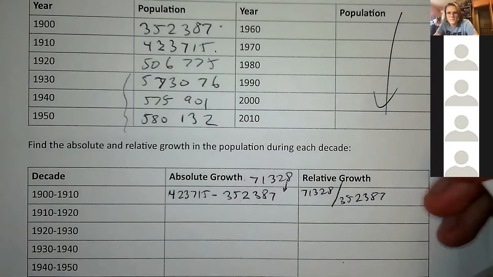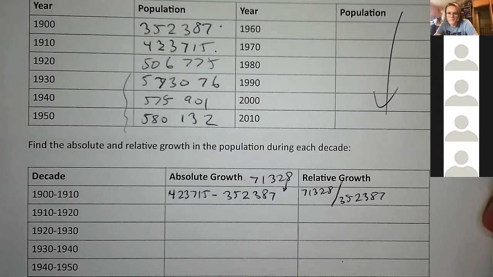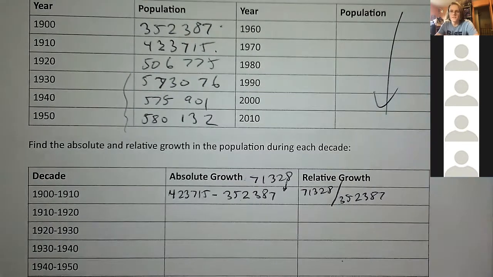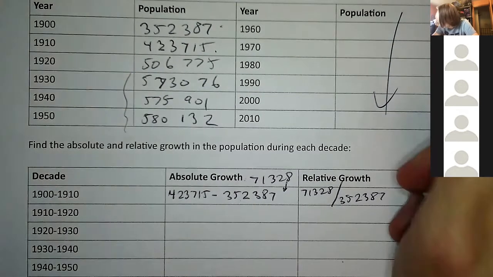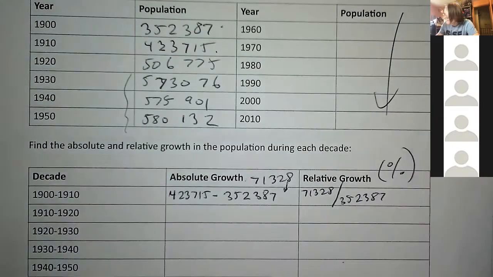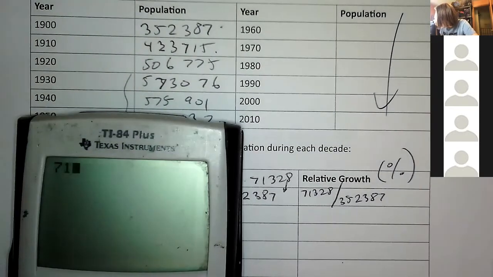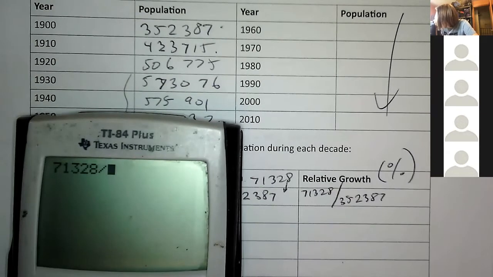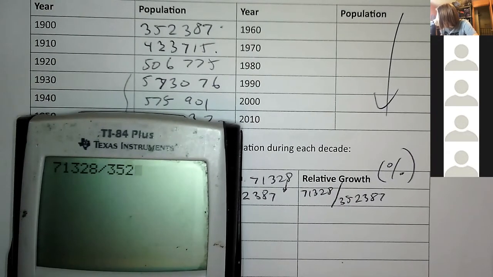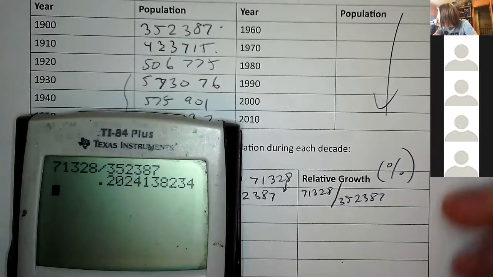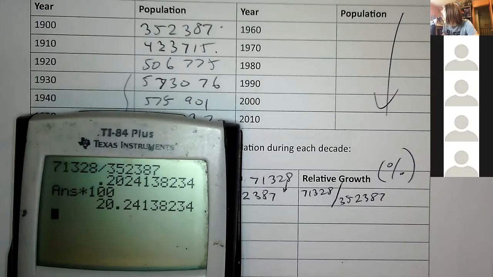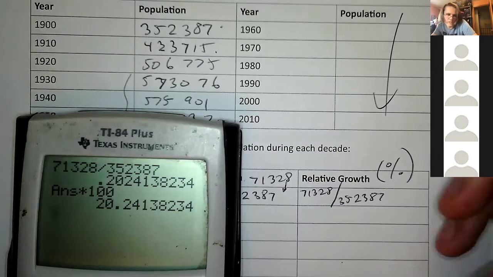All right, and it will be a decimal. You can leave it as a decimal, but as I mentioned on Tuesday, usually relative growths are given in decimal or percent form just for the sake of convenience. So I'll list it as percent, but it doesn't matter to me how you list it as long as you know what it is. 71,328 divided by 352,387. So it's that thing, and then times 100 to get it as a percent. So it's about, I'll say 20.2%.